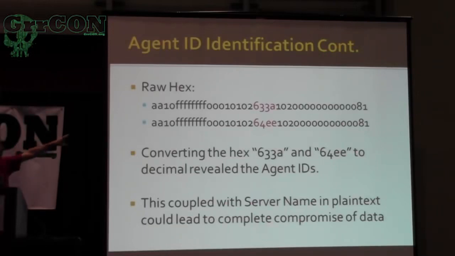So I took those two parts that were different, I highlighted them in red, and those are the two parts that were different. When I took that hex and converted it back into decimal, it actually gave me the agent ID. So I didn't even have to go as far as trying to write a way to reverse their protocol. However this worked, it did.